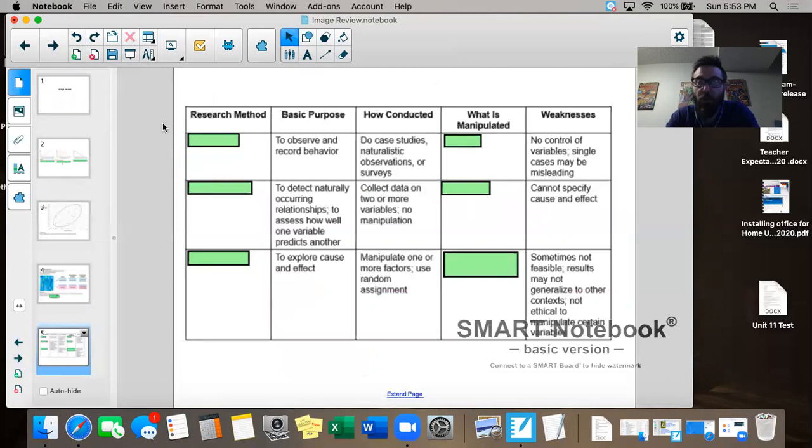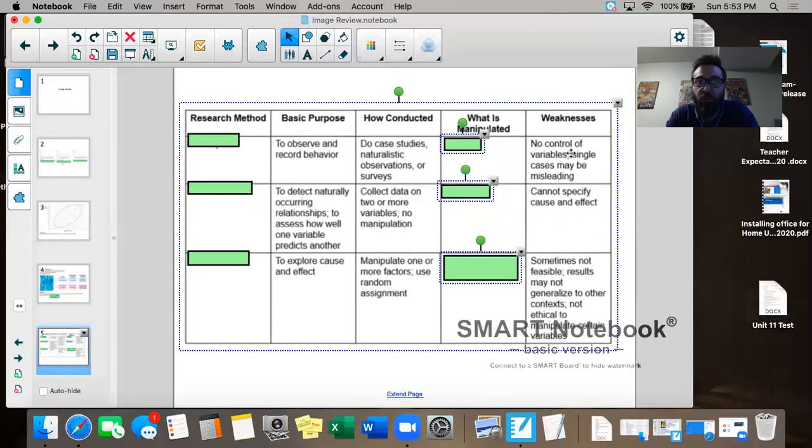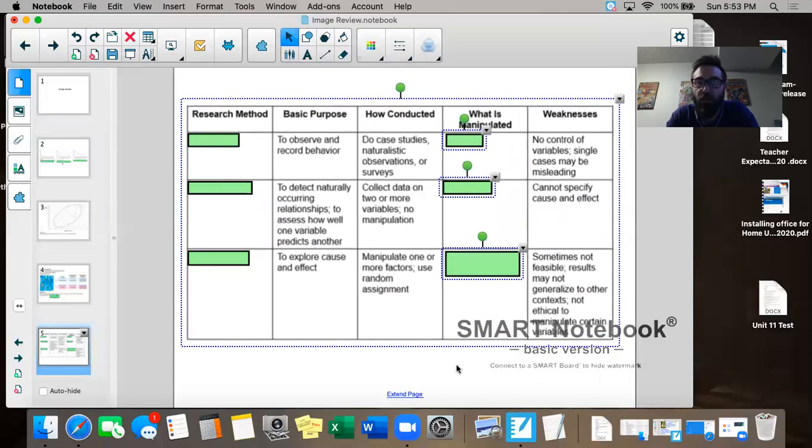Okay, if we're talking about different research things, we have a couple of different options. Take a minute, hit pause, and what are the different things we could do? You can see the basic purpose and how you're going to conduct it, and what may be manipulated, or if manipulation is required. Take a minute and look at this great little table. And I just showed you all the information. I was trying to get rid of that watermark.